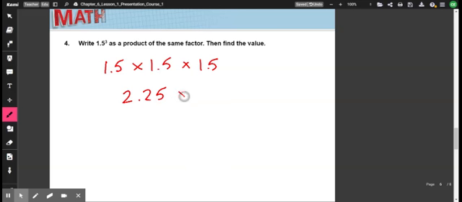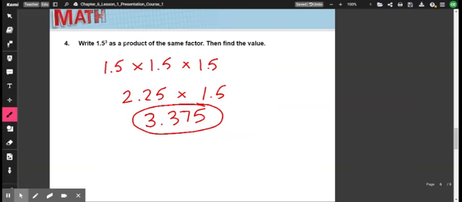2.25. All right, multiply that again by 1.5. All right, and I'm going to get my answer of 3.375. All right. If you have a calculator, please feel free to use it. When you are writing on a calculator, just continue to write 1.5 times 1.5 times 1.5. Okay. And you will get the same answer here. All right. So whenever we have the word product, we are looking for the answer.